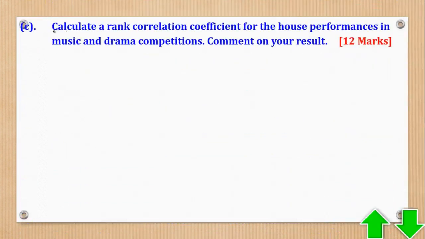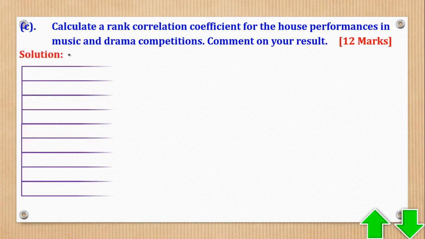And lastly, calculate the rank correlation coefficient for the house performance in music and drama competitions and comment on your result. So this question of scatter diagram and correlation are easily done by first tabulating. So we are going to first tabulate.